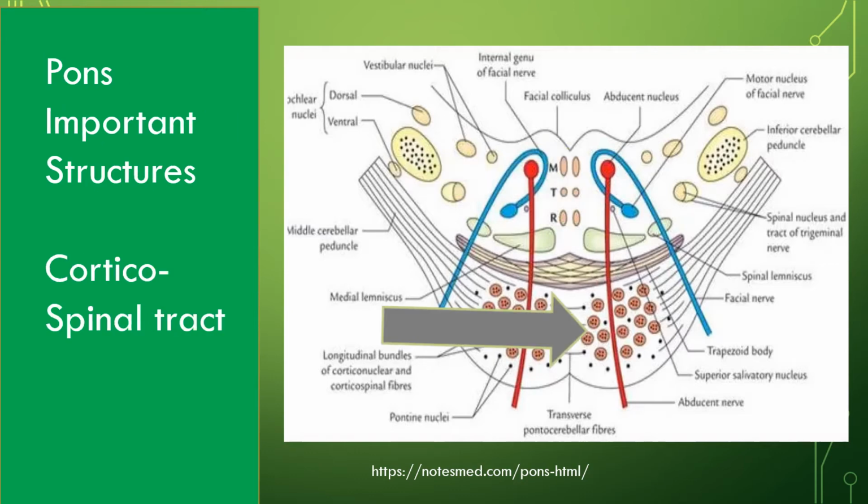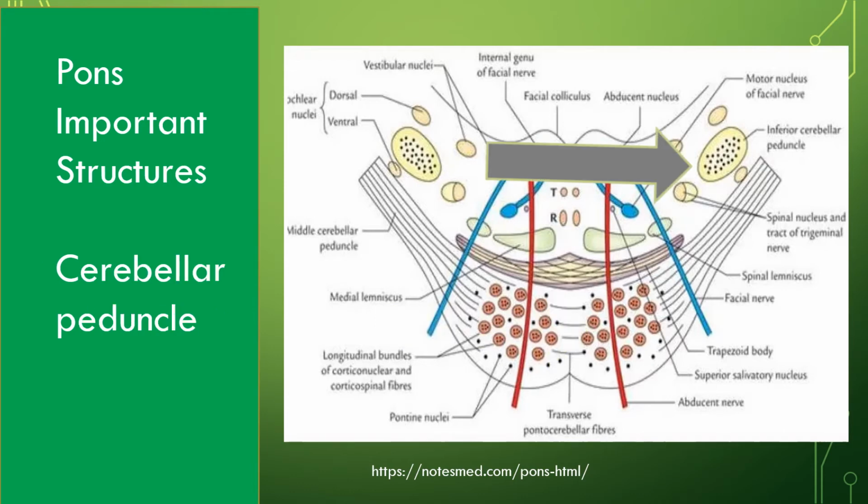And then we have the corticospinal tract. The corticospinal tract consists of nerves coming from the cortex that go down through the brainstem into the spinal cord and control the opposite side of the body and limbs. Another important structure is the cerebellar peduncle that connects the brainstem to the cerebellum.